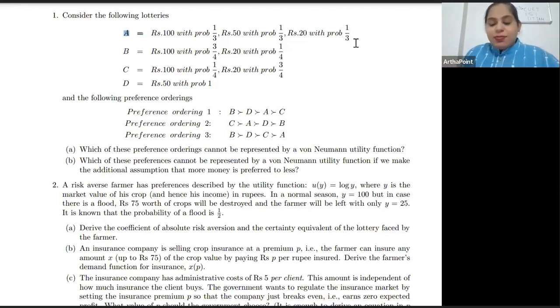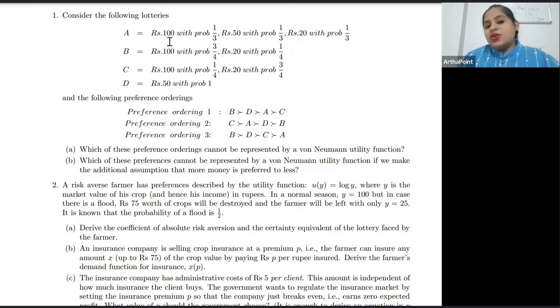So I don't have a pen and paper to exactly explain this. You just have to make sure and see whether these preference orderings are being satisfied for these lotteries or not. If you're able to do that, that is it. Now, how do I make sure that these preference orderings are satisfied or not? By giving some value to the utility.